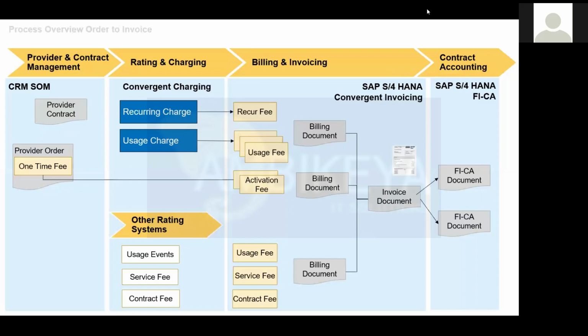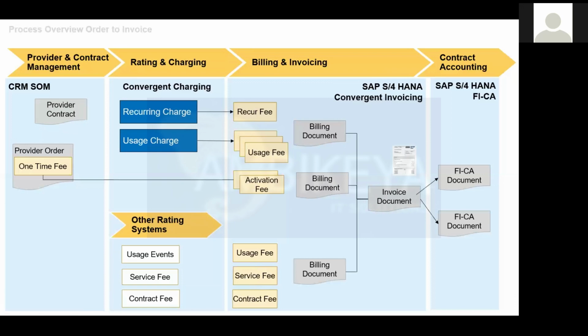So the whole product overview in the BRIM solution is then that we have recurring fees, we have usage fees, we can have activation fees, we can have different other rating systems that deliver billable items to convergent invoicing. This is a very open architecture where we are able to add different other rating systems. So we have usage fees coming from other rating systems, or service fees coming from other rating systems, or also contract fees.